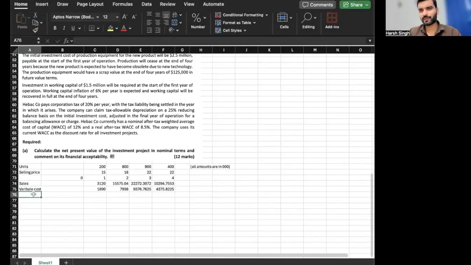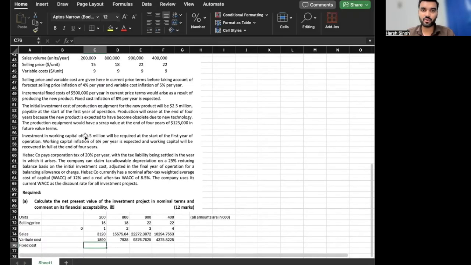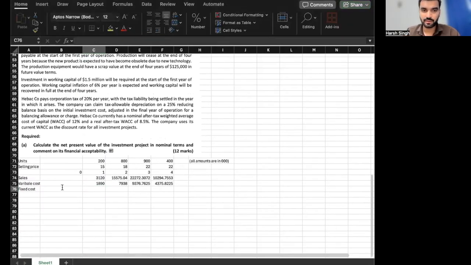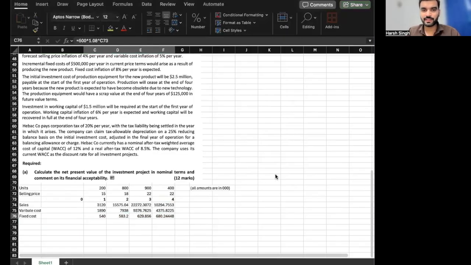We have fixed cost as well. It is up to you. You can calculate contribution, then go to the fixed cost, but it is not compulsory. I can directly take fixed cost as well. Fixed cost is given as 500,000 per year, and it is in current value terms. So 500 multiplied by 1.08 raised to the power 1. Can you just bold it so that it will make things easier for us. 540, 583, 680 and everything is there.